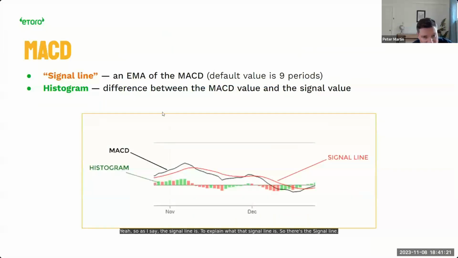So, to explain what that signal line is: MACD is the difference between the longer EMA subtracted from the faster EMA. And the signal line is just a moving average itself of the MACD, so it's a smoother version of the MACD. The default value is 9 periods. So then you get these two lines, the MACD, which tends to move a bit more jerkily than the smoothed-out signal line. MACD crossing that tends to be an indication of what's going on. And then the histogram is the difference between your MACD and your signal.